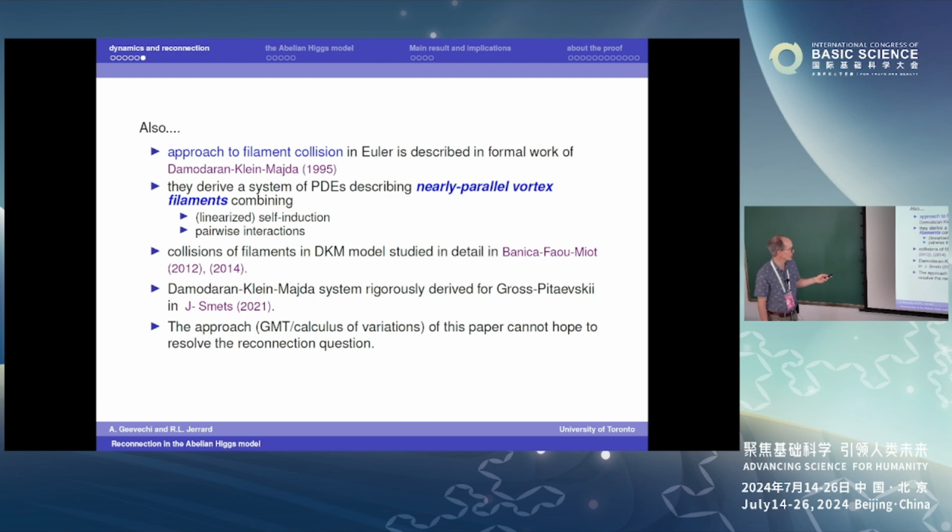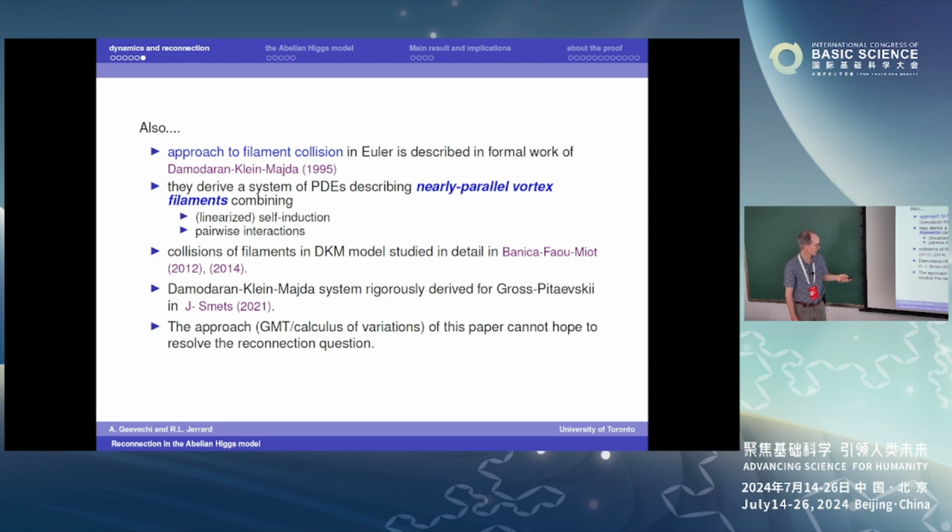Another result that we mentioned: an approach to filament collision in the Euler equation is described in formal work of Klein, Majda, and Damodaran in 1995. They derive a system of PDEs describing nearly parallel vortex filaments. The system combines the self-induced motion of the filaments after linearization, because the filaments are nearly straight, and also pairwise interactions. Then in this reduced model, filament collisions are studied in work of Bonicatto, Fusco, and Miot. The Klein, Majda, and Damodaran system was rigorously justified by me and Smets a few years ago.